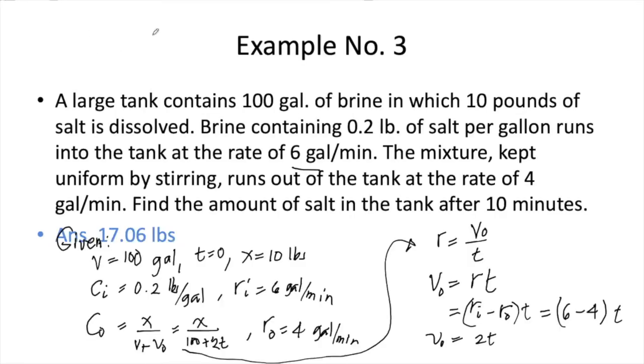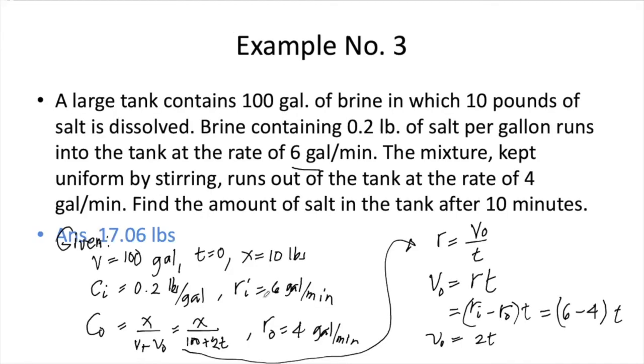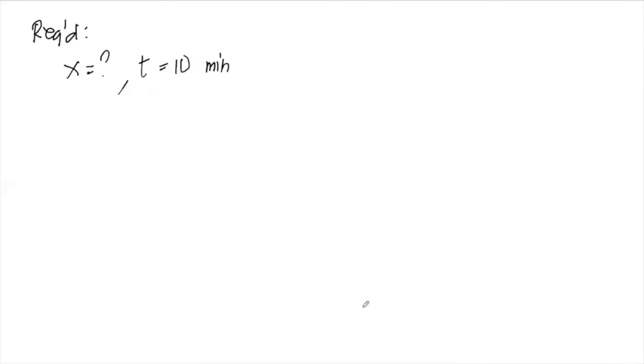Next, write the required. It says here the amount of salt after 10 minutes. So X after 10 minutes. And check the units, if they are in minutes. Okay, correct. 6 gallons per minute, and 4 gallons per minute. Check. Let's proceed now to the solution.